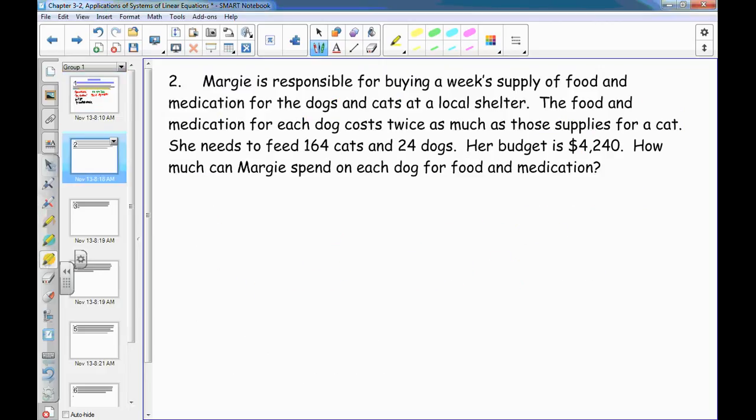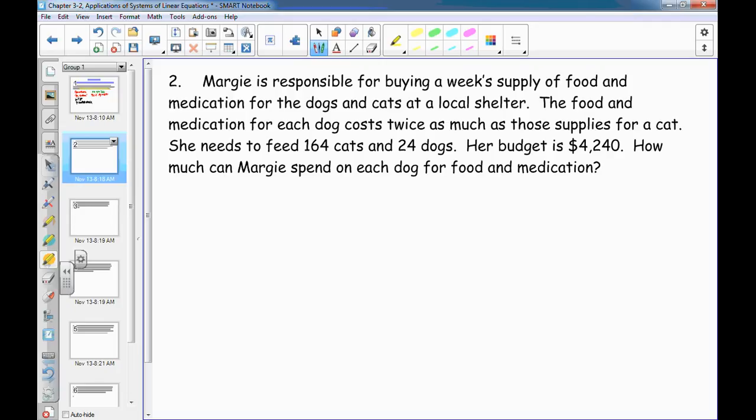Okay, this is number 2 on tonight's homework. Why am I setting these up with, is that a real job? Yeah, somebody has that responsibility, right? The food and medication for each dog costs twice as much as those supplies for a cat.